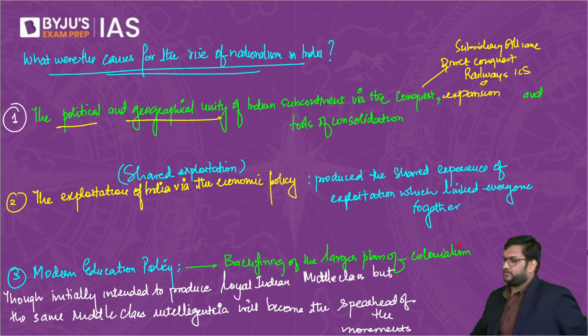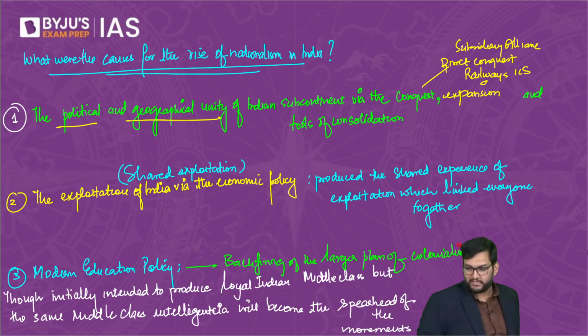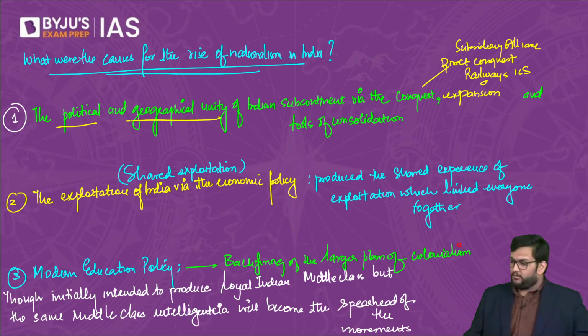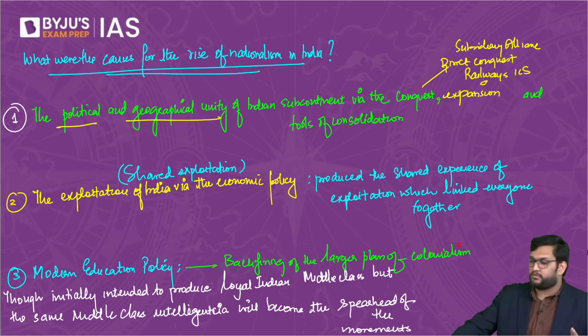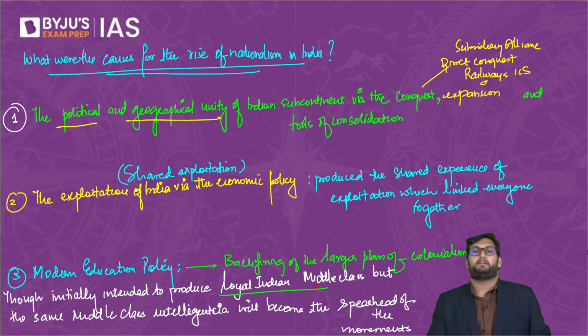These 3 points clear? Then I move to role of press and all. Clear? Now, everybody has to consent. Can we move on to the 4th and 5th point? Simple point is that political unity is added with exploitative nature of the British and modern education policy, which was now going to create loyal British Indians, but now the same loyal British Indians get influenced by Western thought, and they will become the spearhead of the movement.